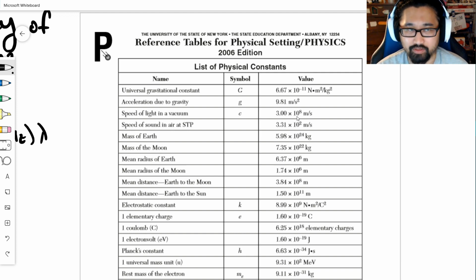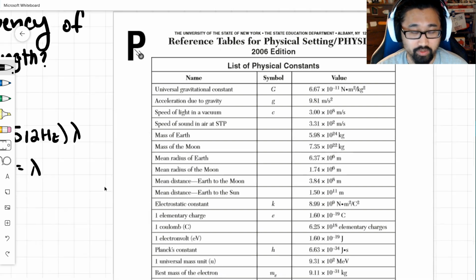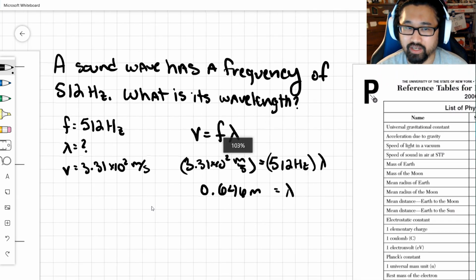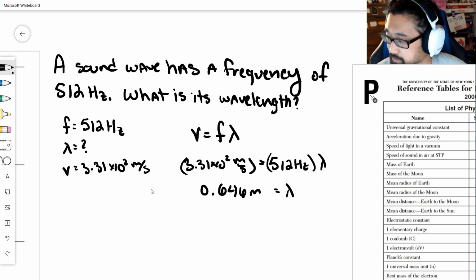It's very fast, 300 million meters per second, which is why light from the sun gets here in like 8 minutes. 7 minutes? I don't know the exact math there. But it's c, right? A lowercase c is the symbol for the speed of light. So if you have to do something with a light wave, but they don't tell you how fast it's going, it's not because they don't want you to answer the question, it's because you have it. It's down there on the reference table.